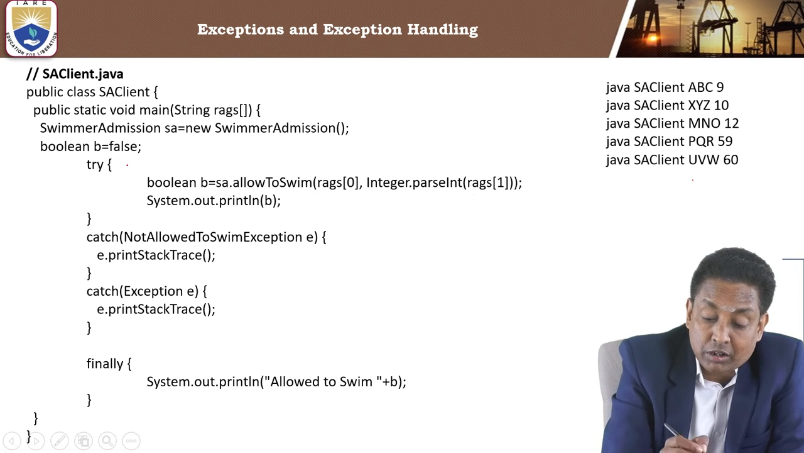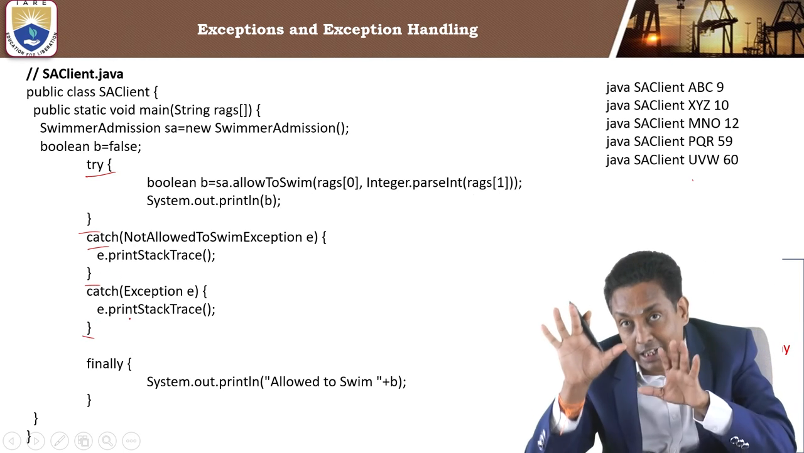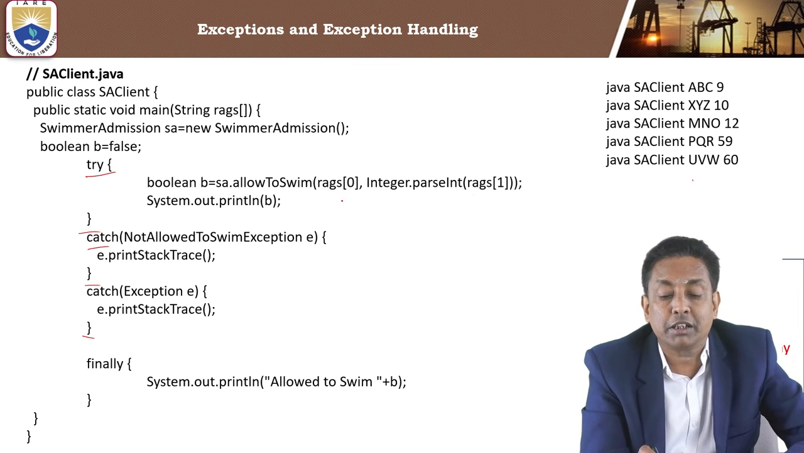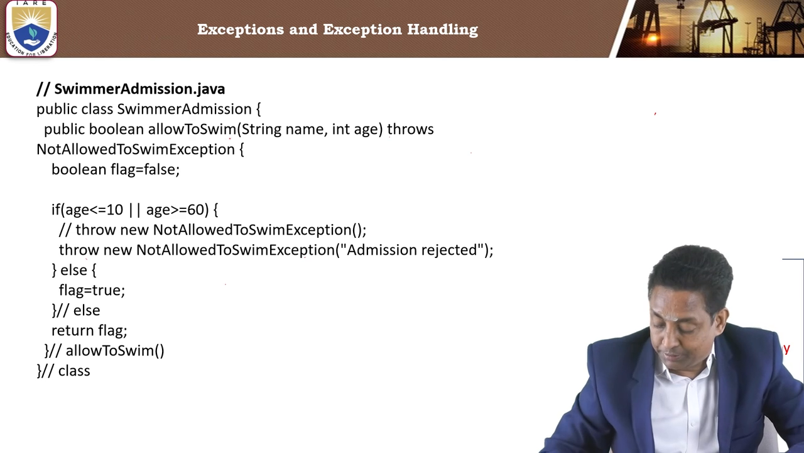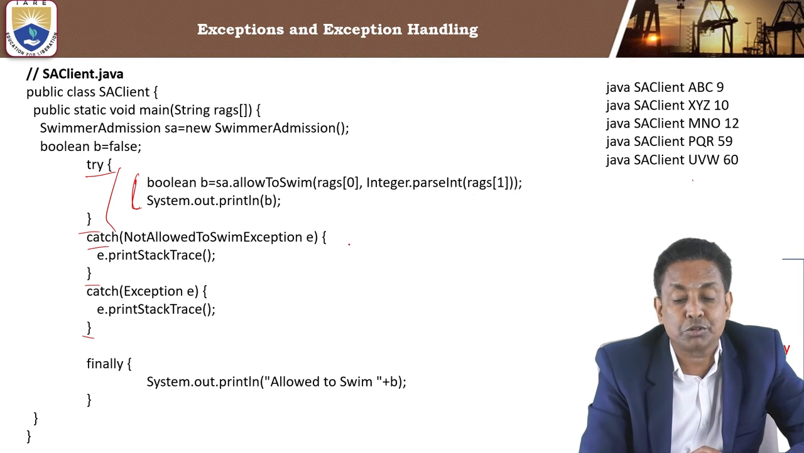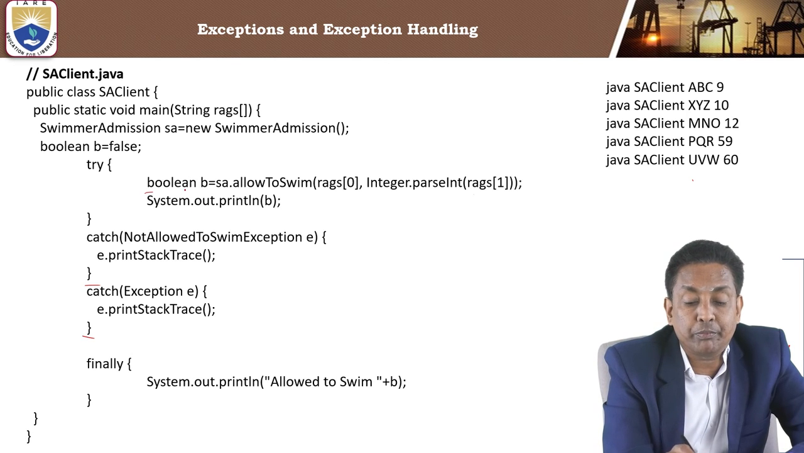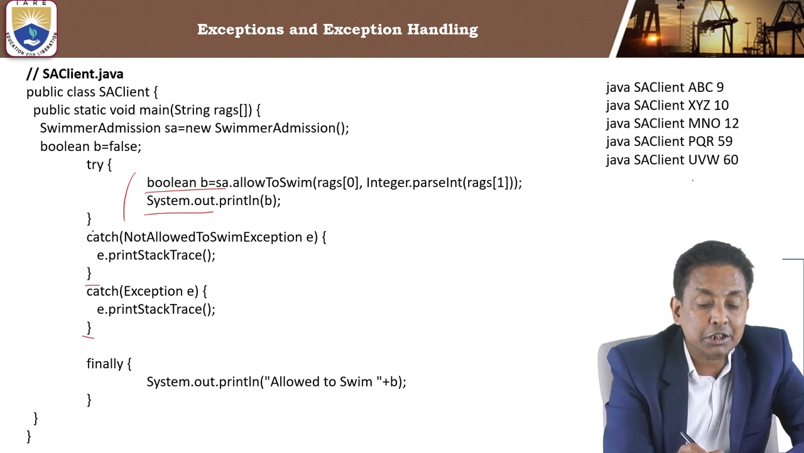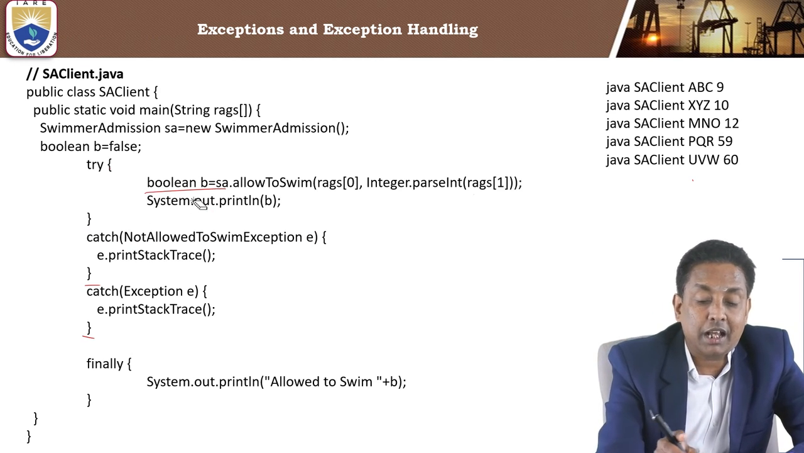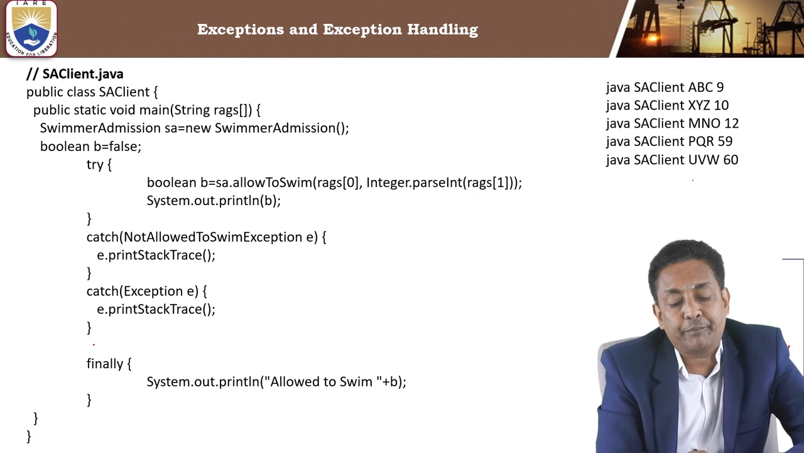When you write this program without writing try catch blocks and compile it, your compiler will force you. It says that the allowToSwim method is reporting NotAllowedToSwimException, but you didn't keep your method usage statement in a try catch block, so please handle the exceptions. So we must enclose the method usage block of statements in a try catch block. In the catch, we handle NotAllowedToSwimException if that exception comes. Other than that, if any other exception comes, we handle it by writing a generic catch for Exception.